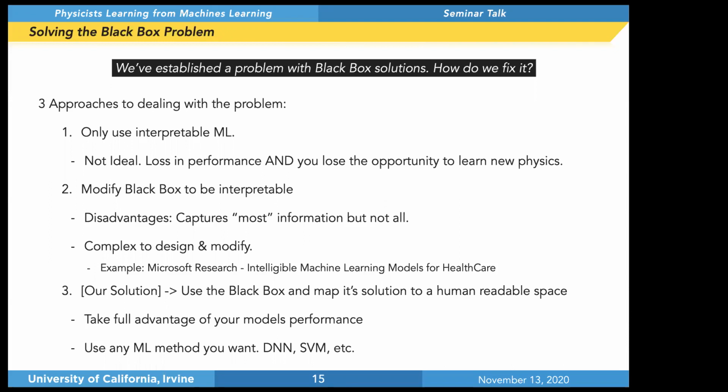The third approach is the one that we're suggesting in this paper, which is to use your black box, something like a deep neural net or a convolutional neural net in our case, and then map the result that you get from that into a space that's human readable and interpretable. The advantages of this are that, one, you get the full performance that you would get from whatever machine learning black box method you want. So you don't have to give up the good performance of, say, the convolutional neural net on jet images. And the other convenient aspect is that you're not restricted to using a specific type of machine learning. With the Microsoft Research one, you're stuck using their version, a deep neural net combined with a generalized additive model. In our version, you can choose whatever you want, and then whatever solution it comes up with, you map into something that's readable.